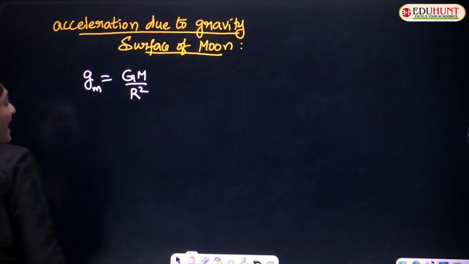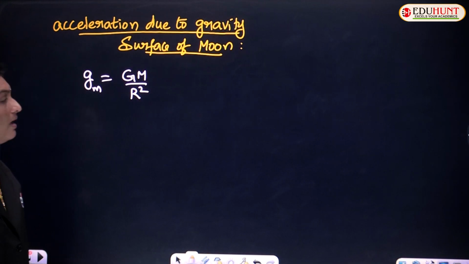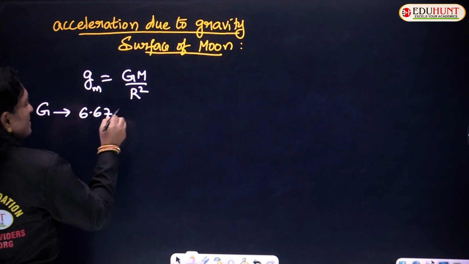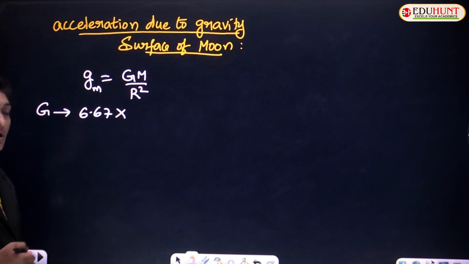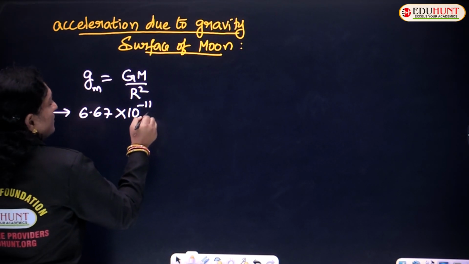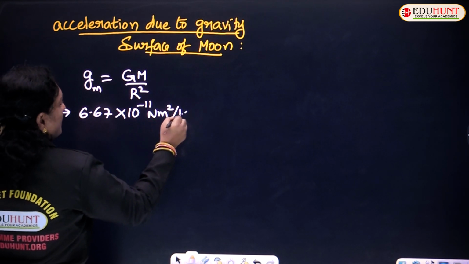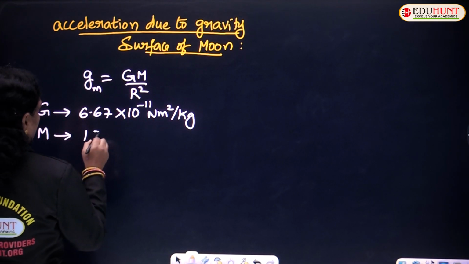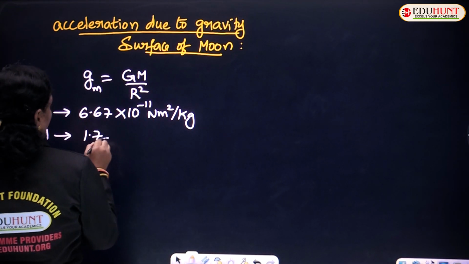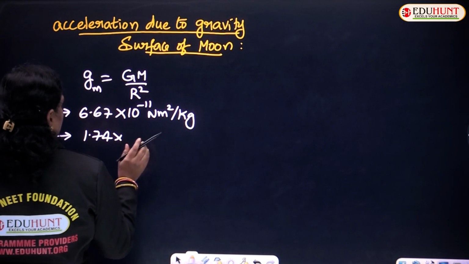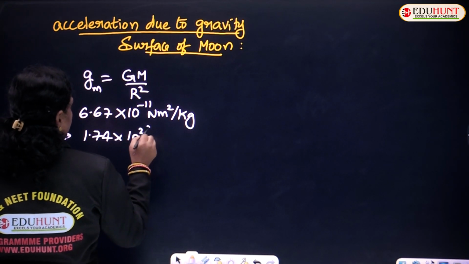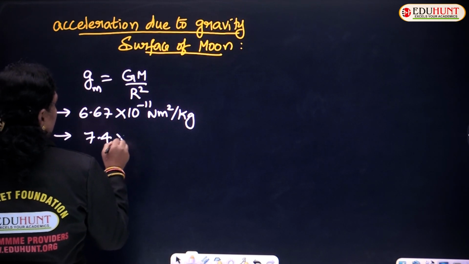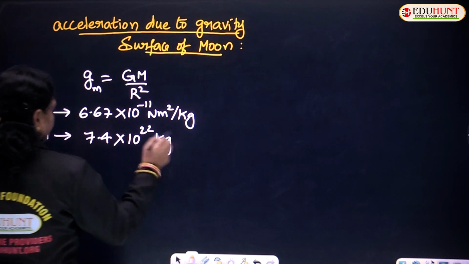Now you want to find out the acceleration due to gravity on the surface of the moon, where the value of G, the universal gravitational constant, is always constant and is taken as 6.67 into 10 power minus 11 Newton meter square per kg square. Mass of the moon is something around 7.4 into 10 power 22 kg, children.